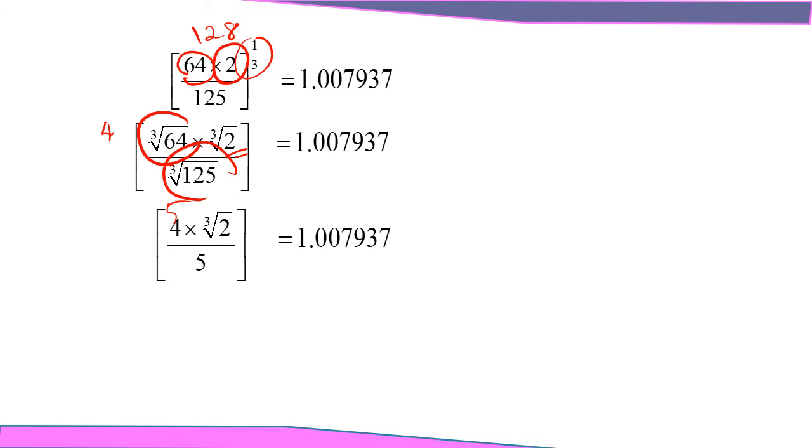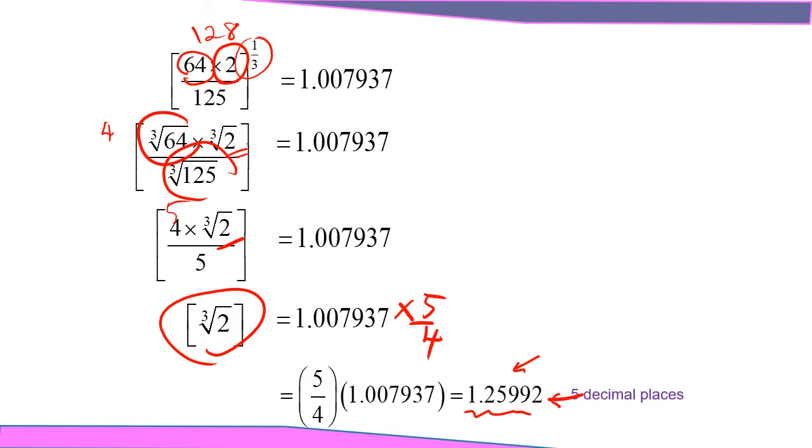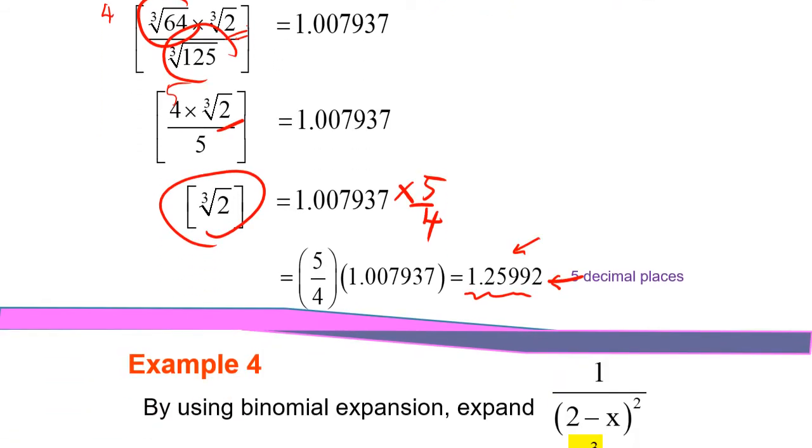So, let the cube root of 2 be the subject. What we have as the result is 1.007937 multiplied by 5 divided by 4. So, what we have as the result is 1.25992. So, this is by approximating using the binomial expansion. But if you calculate directly by using your calculator, you will get a value that is almost the same as this one. Okay. So, 5 decimal places. Make sure you give your answer in 5.